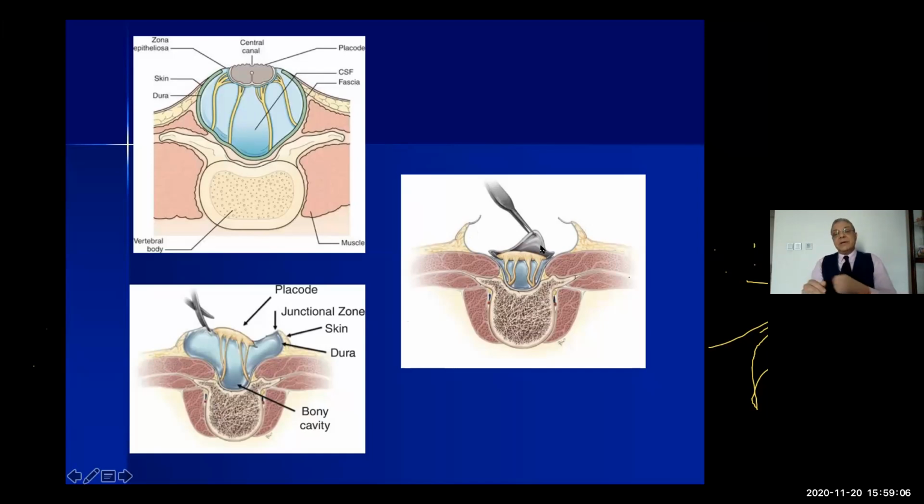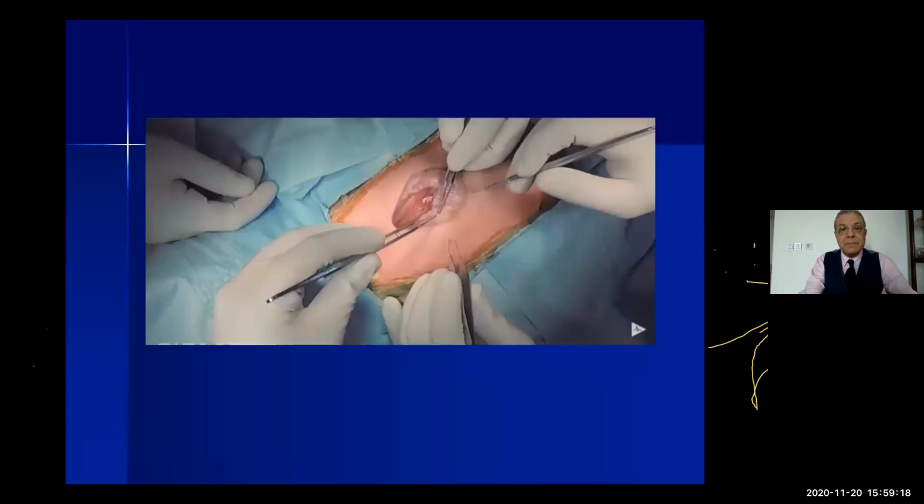Sometimes we take an aponeurosis and repair the dura with it if it is defective, or we take an artificial dura to make sure that we are sealing the dura to prevent the CSF leak.